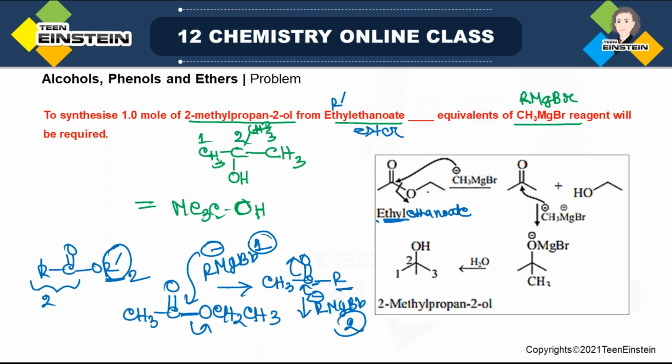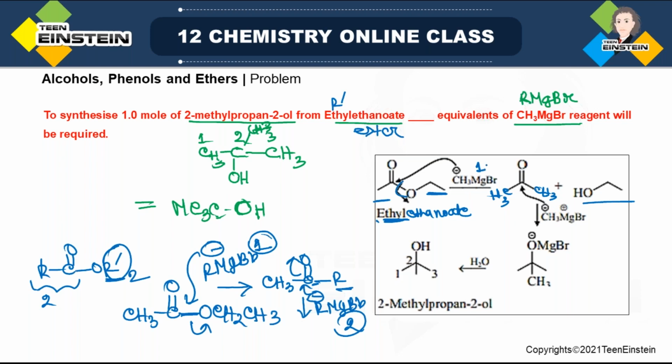Fine. This is 2 carbon. This side also 2 carbon. So CH3MgBr is attacking. This bond will be broken. So as it is CH3, the right hand side part is coming from the Grignard reagent, and this CH3 was already there, and OCH2CH3 is removed in this form, which is ethanol.